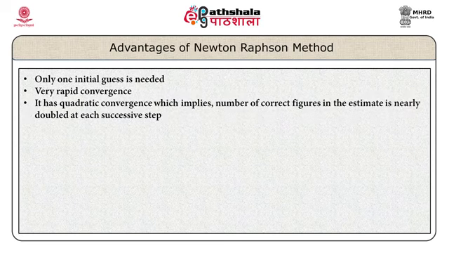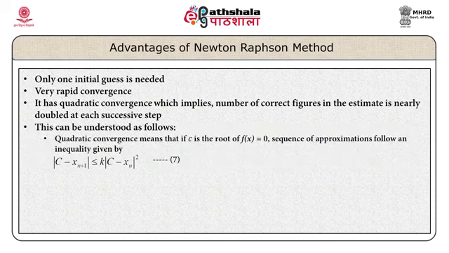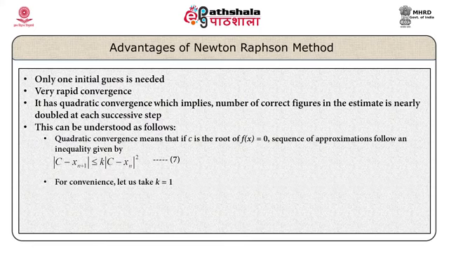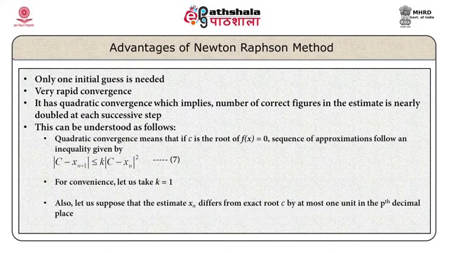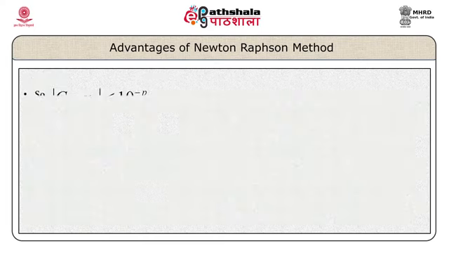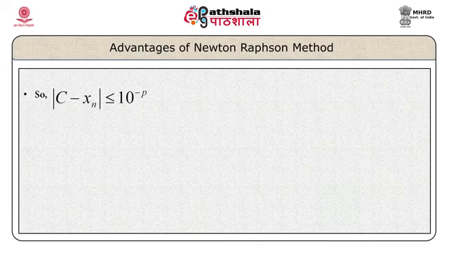As a result of quadratic convergence, the number of correct figures in the answer is nearly doubled at each successive step. This can be seen as follows. Let us say C is the root of the equation f(x) = 0. Quadratic convergence implies that |C - x_{n+1}| is less than or equal to k times |C - x_n| squared. For convenience, let us take k equal to 1. And let us say at a particular point, the estimate x_n differs from the exact root C by 1 unit in the pth place. So, |C - x_n| is less than or equal to 10 raised to minus p.